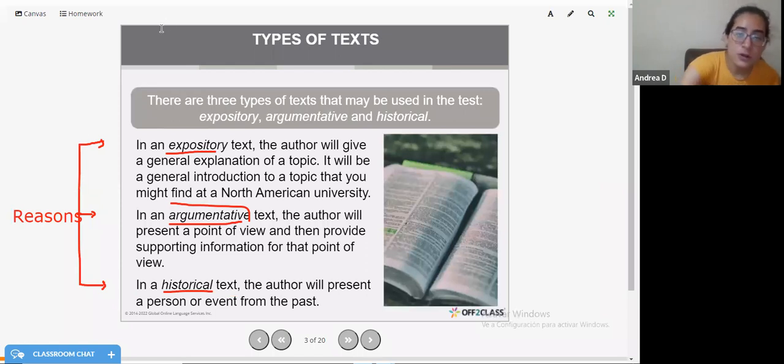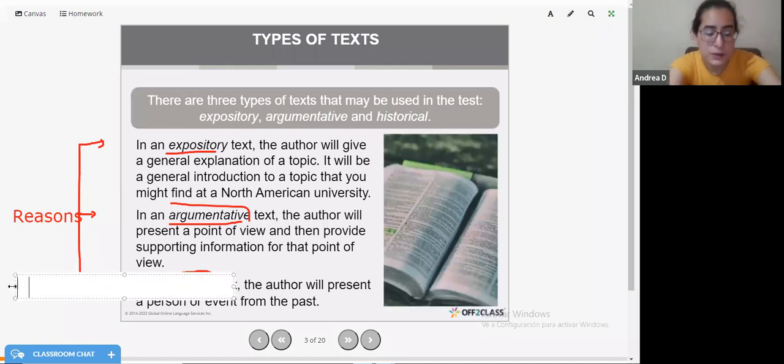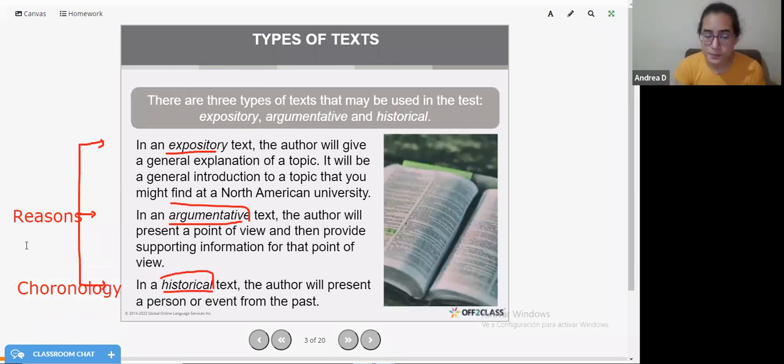And finally, you could also have a historical note. It could be maybe a biography, maybe something on history, like the Second World War. So in those cases, everything will be about the chronological order of things, right? Everything's about time. You have different events.